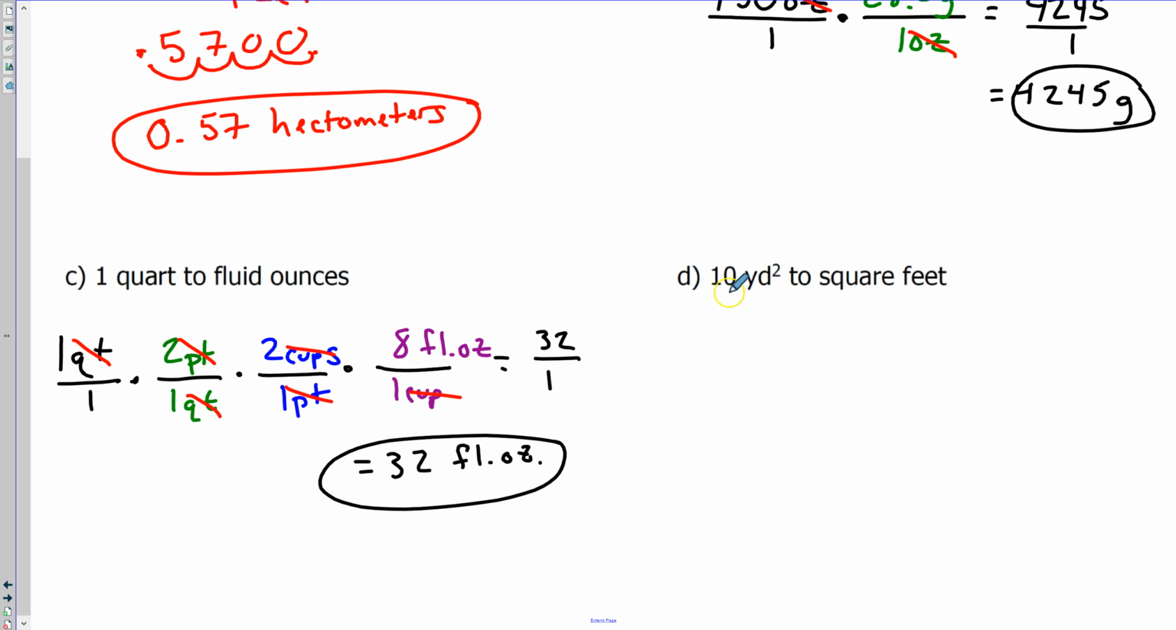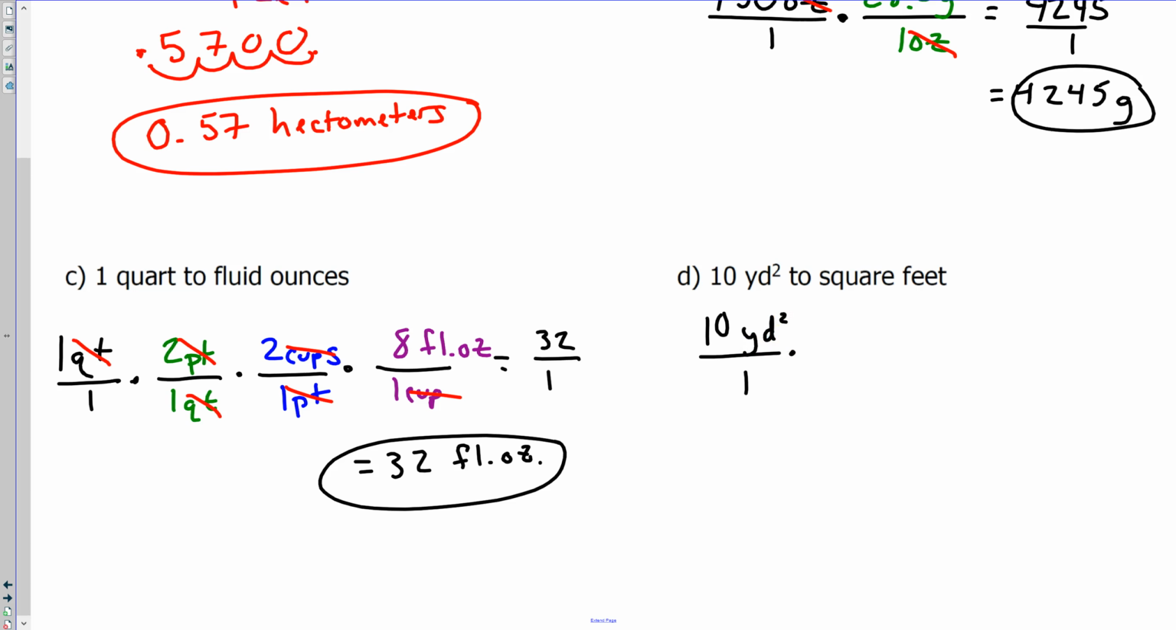Part D, I want to convert 10 square yards into square feet. So here the thing that's tricky is we're dealing with square units of measure. That typically occurs when you're dealing with things like area. So maybe I have area of a particular floor that's 10 square yards, and I want to convert that to square feet. So to do that, I can convert to feet.